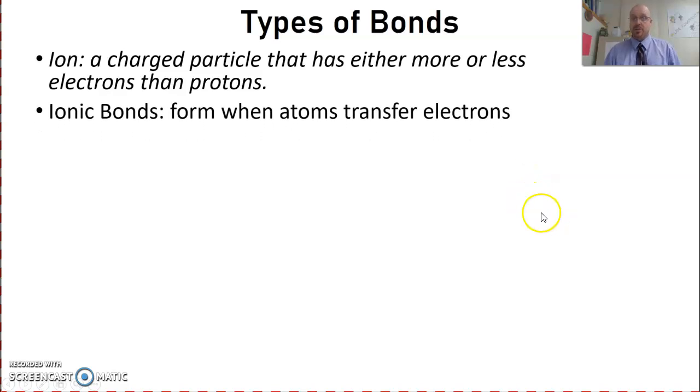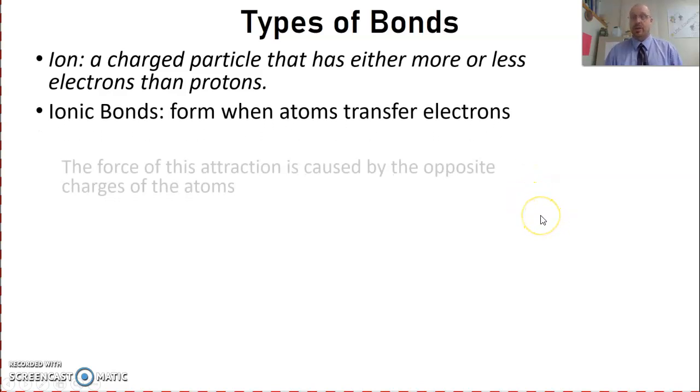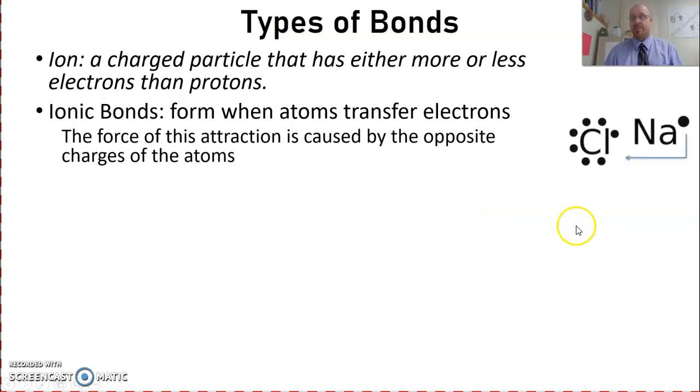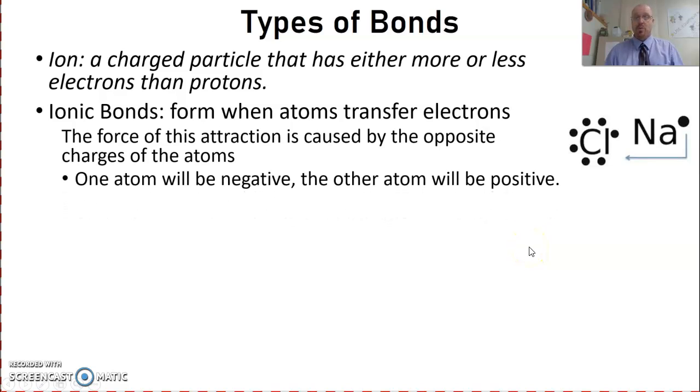An ionic bond is formed when atoms transfer electrons. The electrons are actually taken away from one element to another element. And the force of this attraction is caused by the opposite charges of the atoms. For instance, an ionic bond is NaCl. Okay? One atom will be negative and the other atom will be positive.